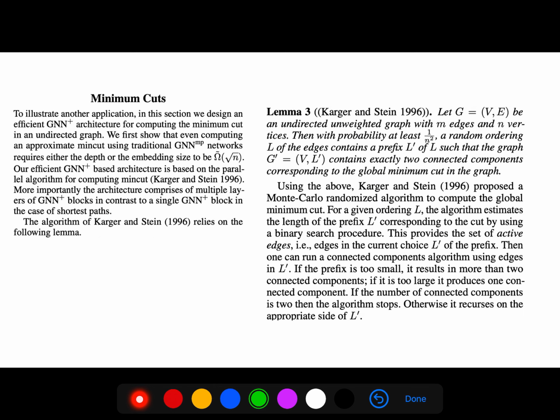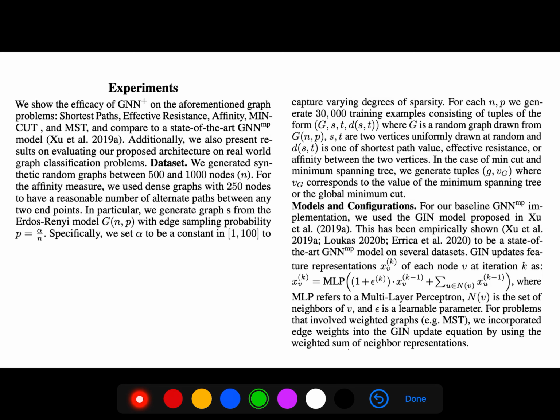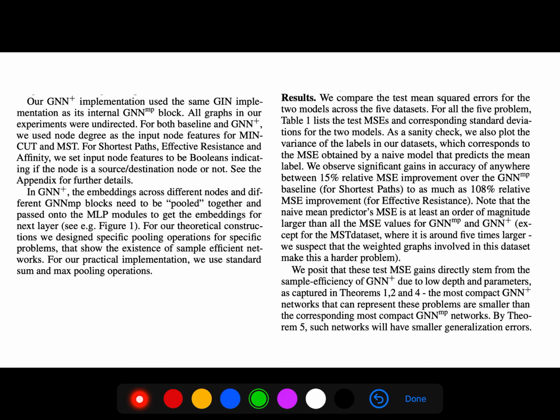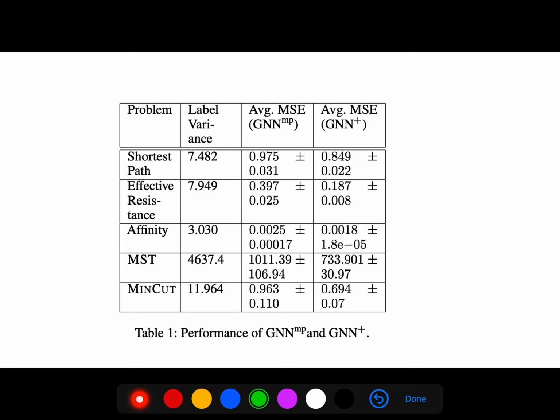Same tricks for minimum cuts and other classical problems, like minimum spanning tree. So they did it for the problems of minimum spanning tree, minimum cut, and effective resistance. Calculation of this is very challenging, but these people at Google are trying to solve it by learning it. And then shortest paths.